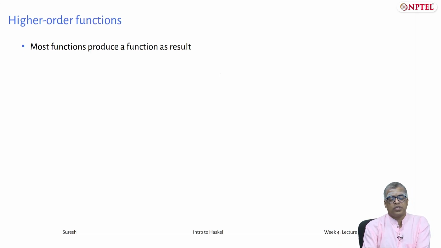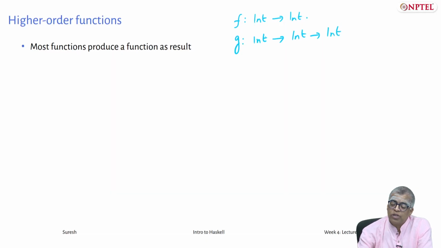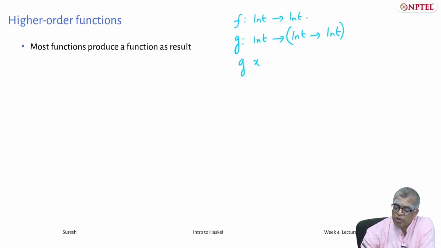As we know, most functions produce a function as a result. You have unary functions f, which is of type Int arrow Int. You have binary functions g of type Int arrow Int arrow Int, let us say, and this automatically returns a function, because remember in Haskell Int arrow Int means it's a function that takes an integer as input and produces a function as output. Okay, so g on x will produce a function which can further be applied on y. Okay, and as we know, instead of putting parentheses here, we could just put Int arrow Int.